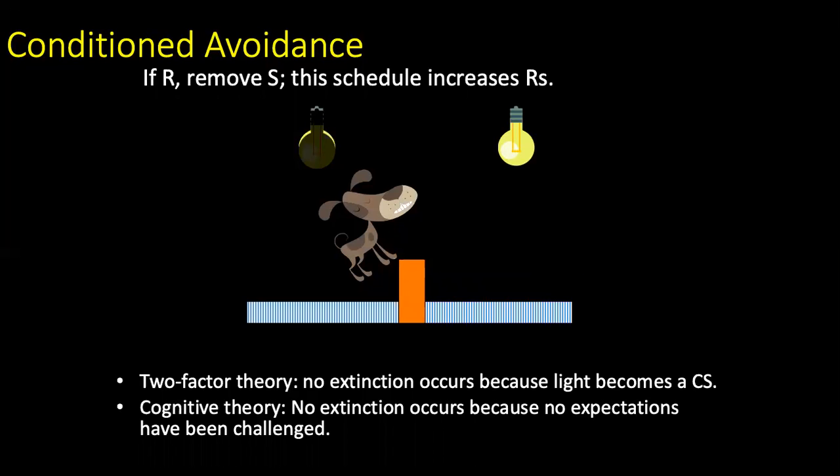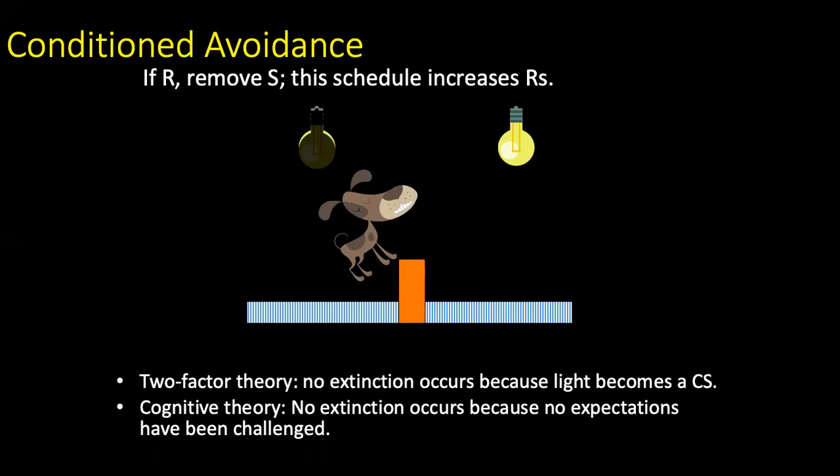So two different ways of thinking about this have come to the forefront, and there's not necessarily a right answer, but the two-factor theory would argue that we don't see extinction because the light itself becomes a conditioned stimulus. And so the animal is now conditioned to this, predicting the shock, and you're going to engage in the response that's associated with that shock, right? Not the best explanation in a lot of ways, at least in my opinion. But the cognitive theory, it doesn't necessarily give you a lot of meat to work with.